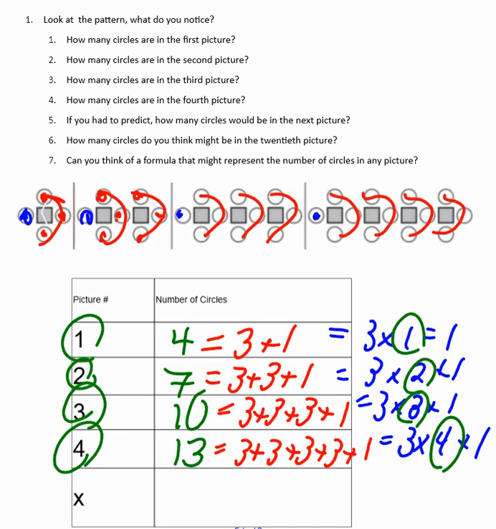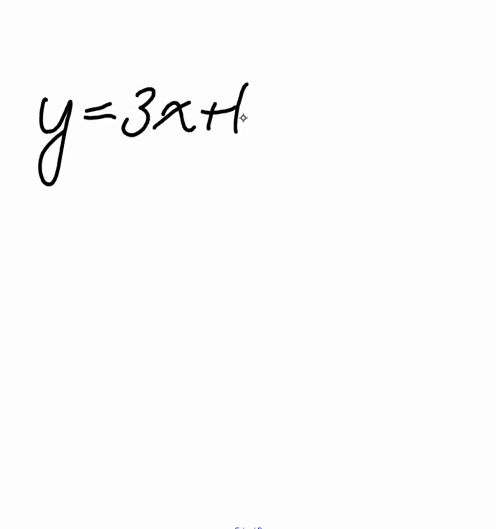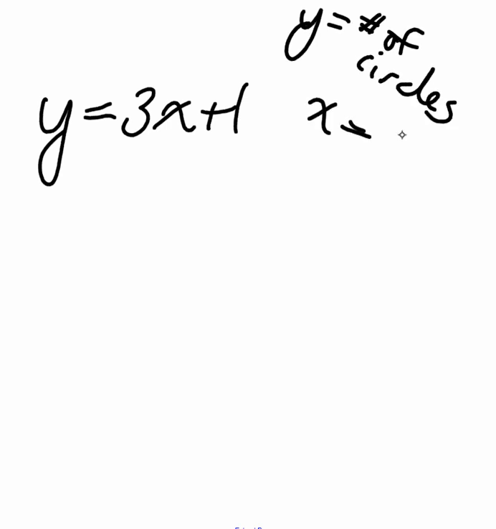Well, instead of doing the 20th, let's skip to a formula first. So x in this case is our picture number. So we could say 3 times x plus our 1. And that would be an equation or a formula. So now to get the 20th, again, we could write that using a y equals, because most equations are y equals something x plus something. In this case, our y represents the number of circles, and our x represents the picture number.